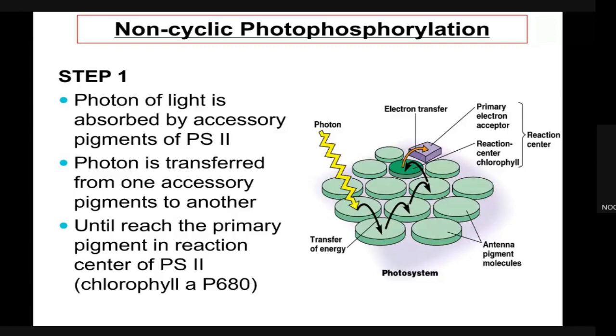Let me explain non-cyclic photophosphorylation. The first step in non-cyclic photophosphorylation is the absorption of a photon by the accessory pigments of PS2. So to explain non-cyclic photophosphorylation, we start the explanation with photosystem 2. The photon absorbed by the accessory pigment will be transferred from one accessory pigment to another until it reaches the primary pigment in the reaction center of photosystem 2.